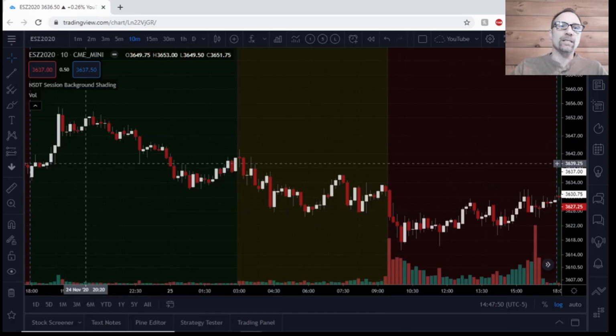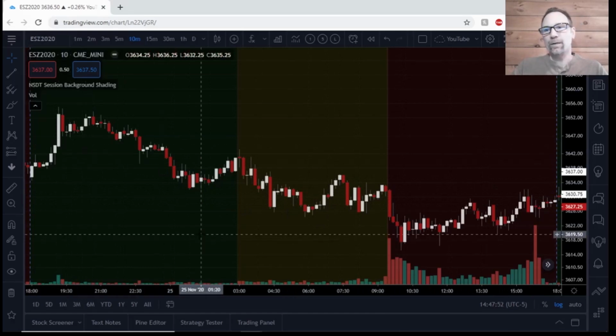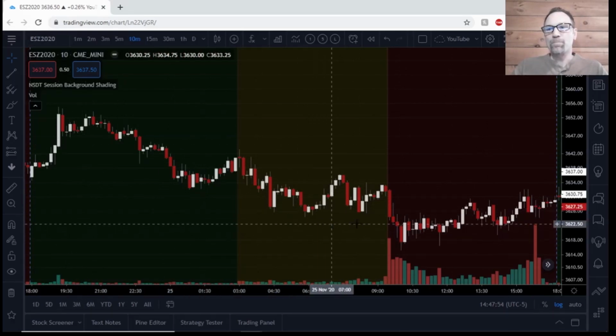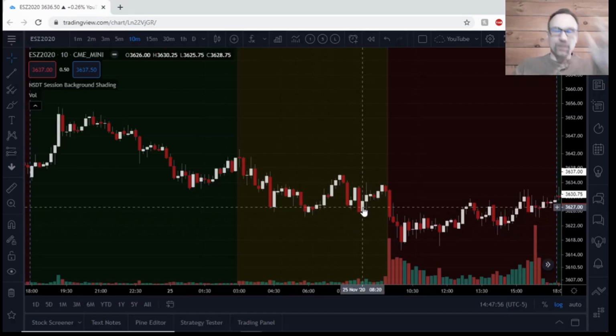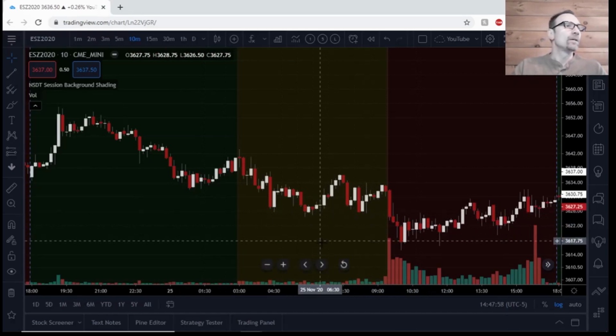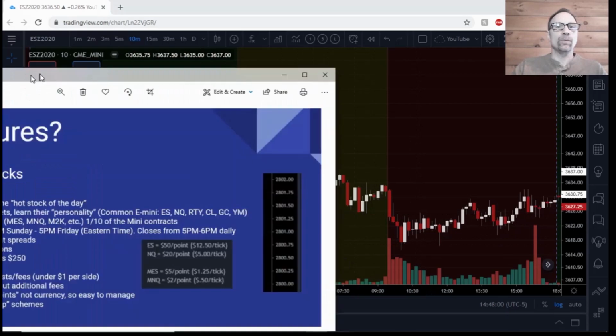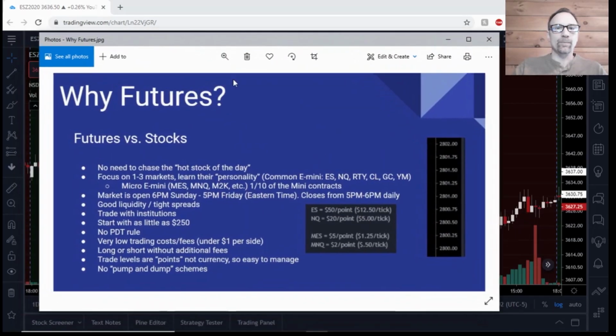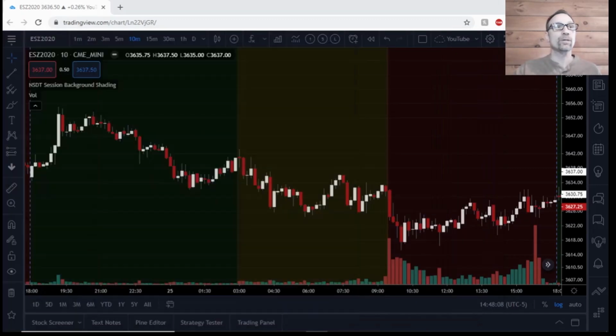This is the ES, as I said. We're looking at a 10-minute chart right here. So you have a lot of time frames to choose from. It's not just set at one day. So anyway, I'm hoping that will give you a little better idea of some of the main differences between stocks and futures. But if you look at the chart, it's still a chart.